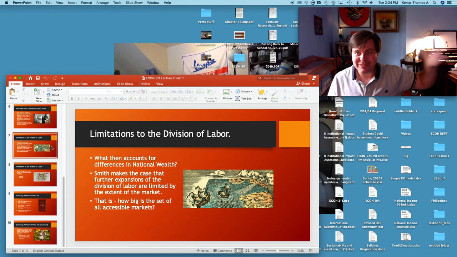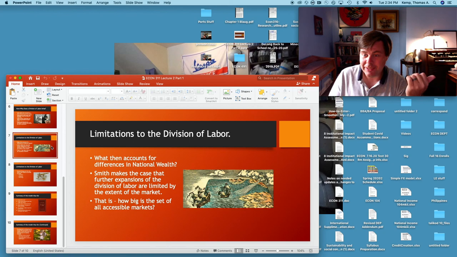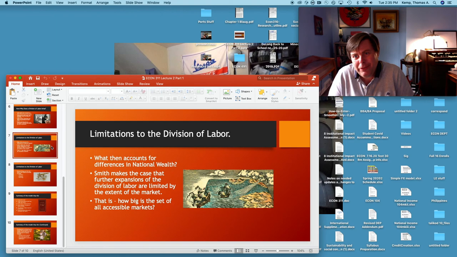So Smith makes the case, and there's a famous phrase here. You've probably heard this quote before, but next time you hear it, you'll know what it's all about. The division of labor is everywhere and always limited by the extent of the market. That's the quote from Smith. If you read the first six chapters, like I've recommended, you'll find it. I want to say it's in chapter four, but don't quote me on that. So what does that mean? Well, what Smith is talking about is that a division of labor is limited by how big the aggregate set of markets is.